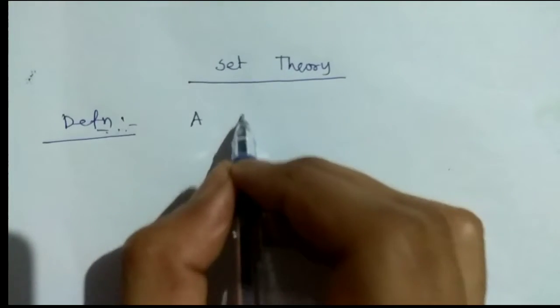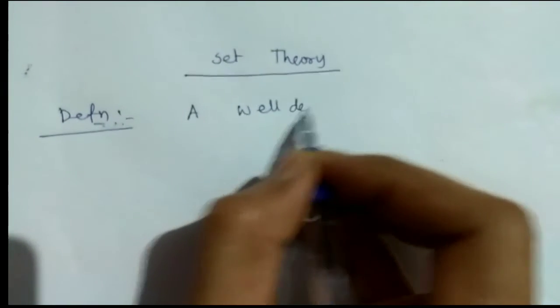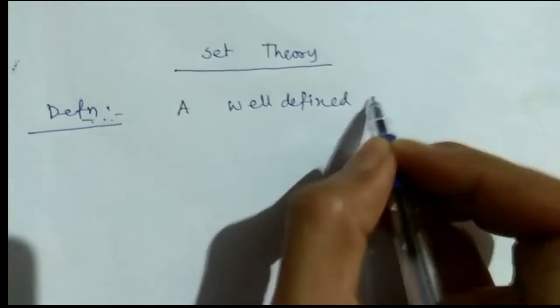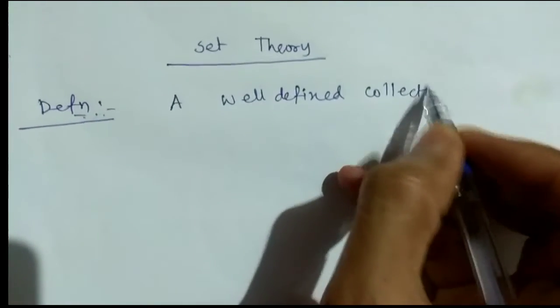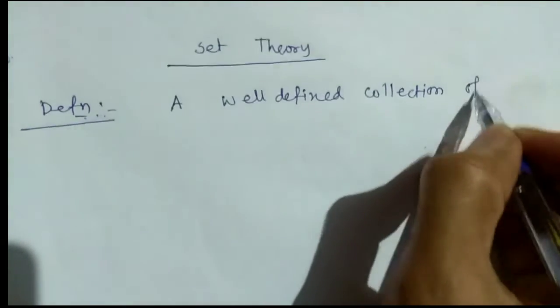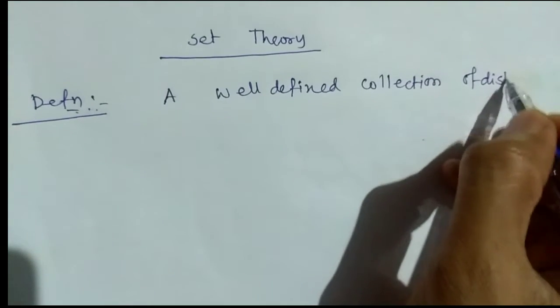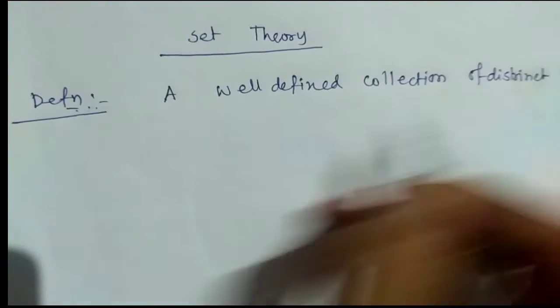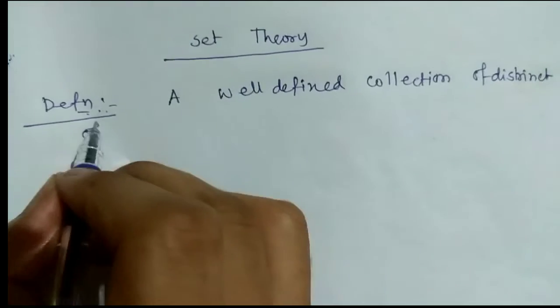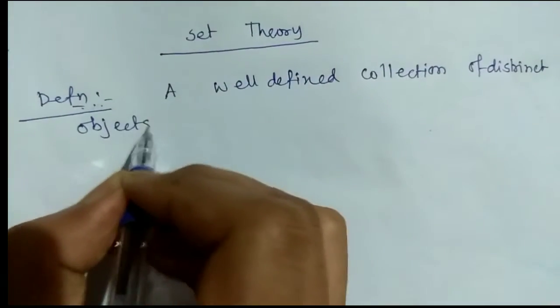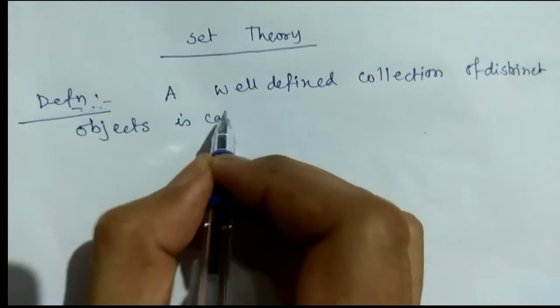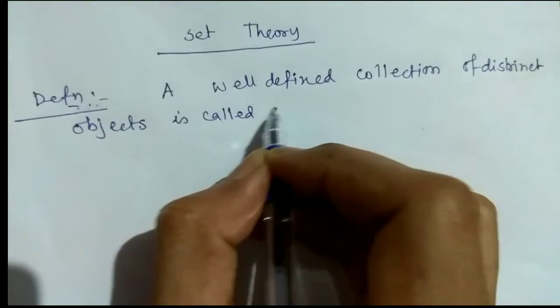A well-defined collection of distinct objects is called a set.